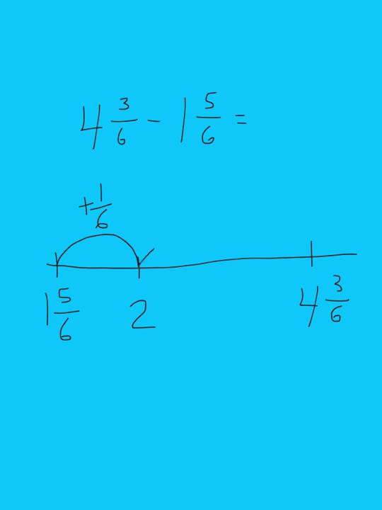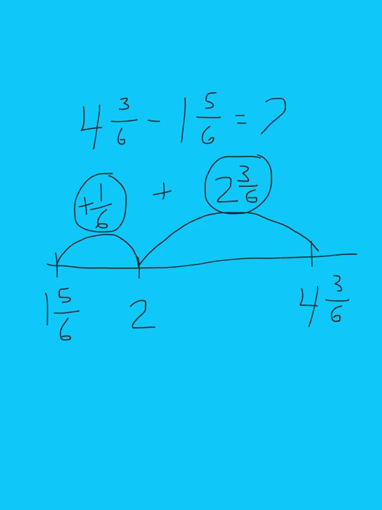Now we start at 2, we're going to count to 4 wholes, so we need to add 2 more wholes, which now we would have 4, but we need 4 and 3/6. So 2 plus 2 and 3/6 will equal 4 and 3/6. So now we just add the 2 jumps that we made on the number line. So 2 and 3/6 plus 1/6 equals 2 wholes and 4/6. So that is the answer to our problem.